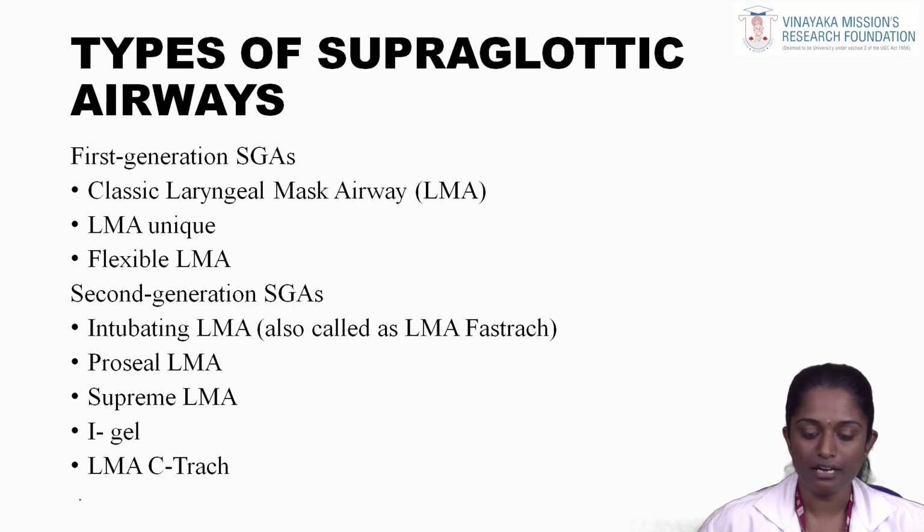In supraglottic airways we have types, first generation and second generation. In first generation we have classic LMA, LMA Unique, then Flexible LMA. In second generation we have Intubating LMA, ProSeal LMA, Supreme LMA, i-gel and LMA C-Trach. The difference between first and second generation is that in second generation we have a drainage port, a separate tube for draining aspirated contents.